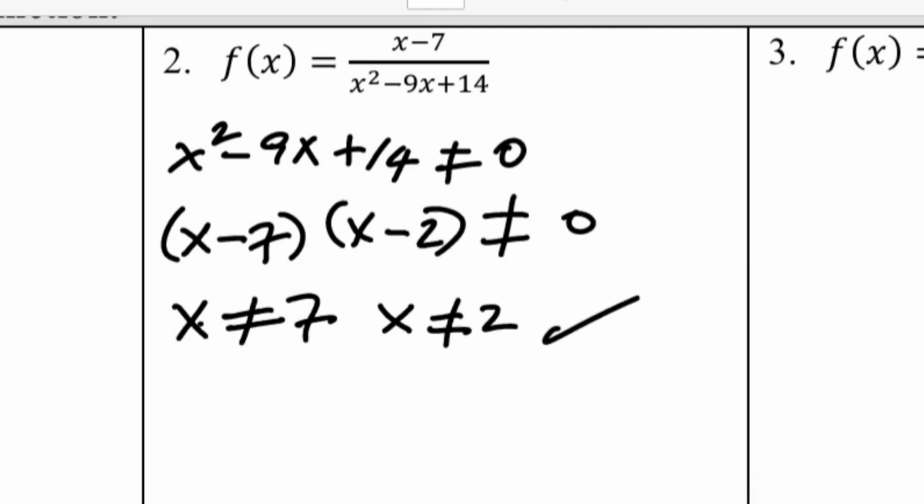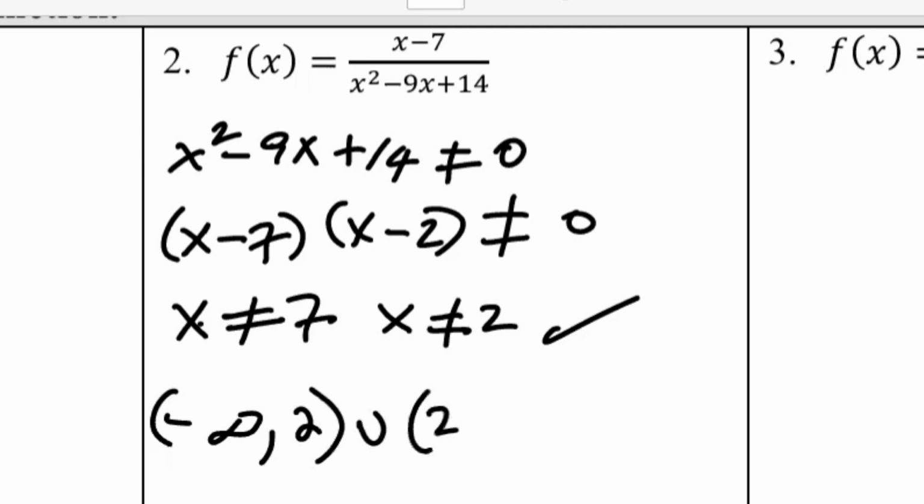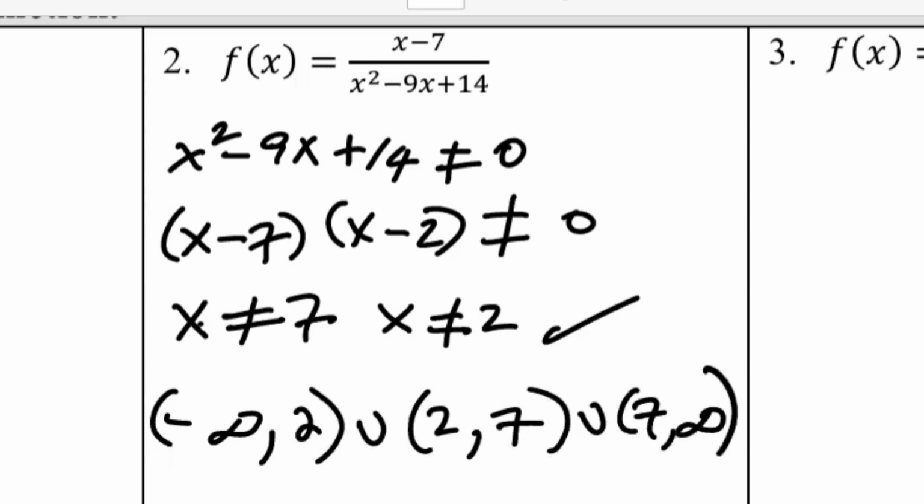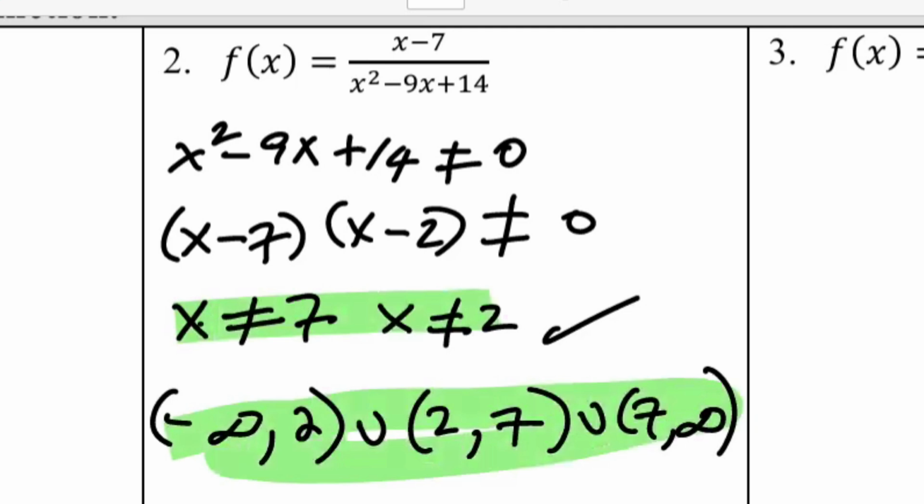So we will be coming from negative infinity to 2, union from 2 to 7, union from 7 to positive infinity. So basically, we are representing the domain. This would have been the domain when you represent it in interval notation.